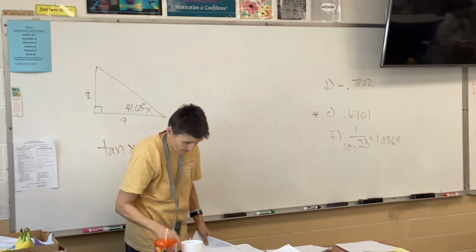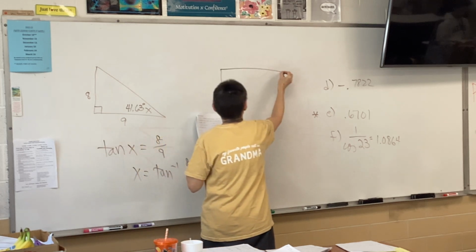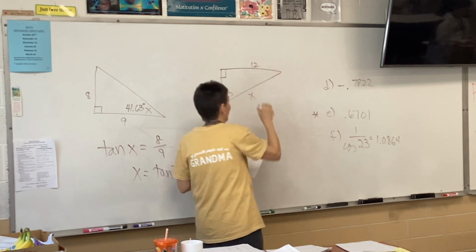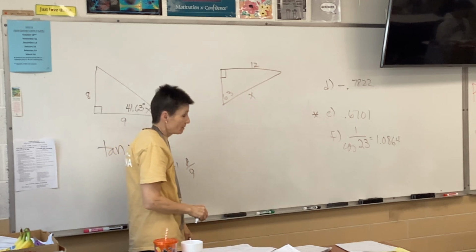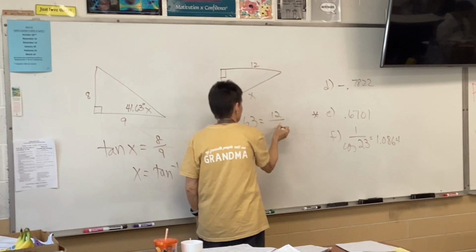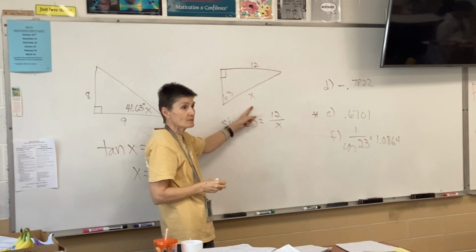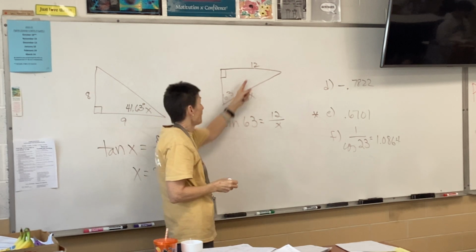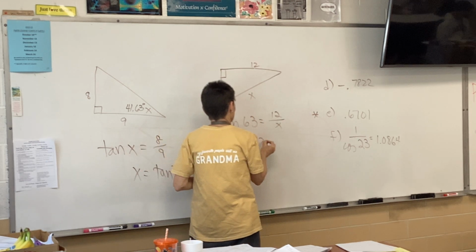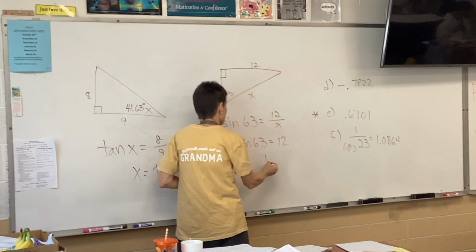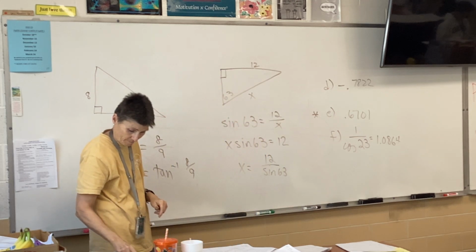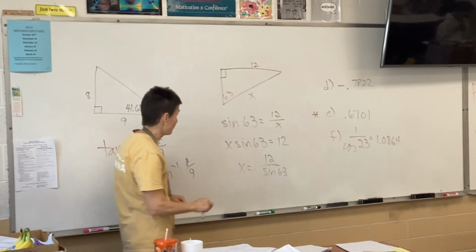All right. Oh, here it is. What function? Sine. Sine 63 equals 12 over x. Does everybody see how this is opposite over hypotenuse? Opposite over hypotenuse, you gotta pay attention to where x is. So x sine 63 equals 12, and x equals 12 divided by sine 63. 13.47. 13.47, yep.